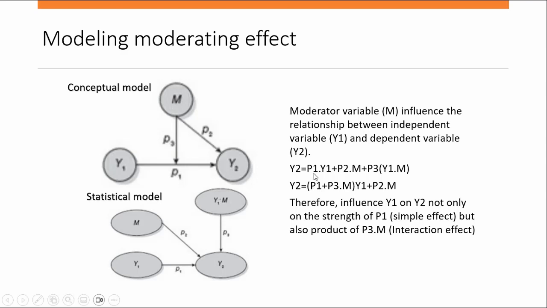y2 is p1 multiplied by y1, plus p2 multiplied by the moderator, plus p3 multiplied by y1 multiplied by M. The influence of y1 on y2 is not only influenced by the simple effect p1, but also influenced by the product p3 here, and we call it the interaction effect.